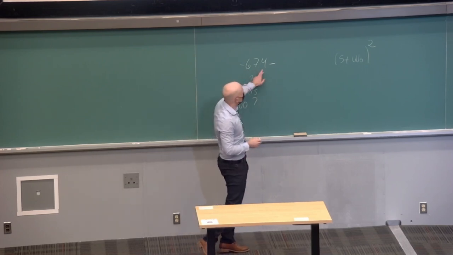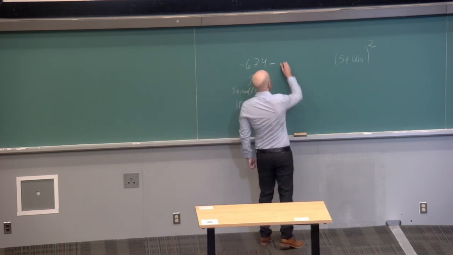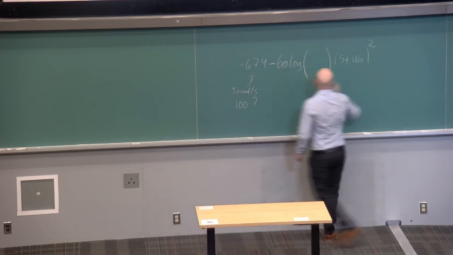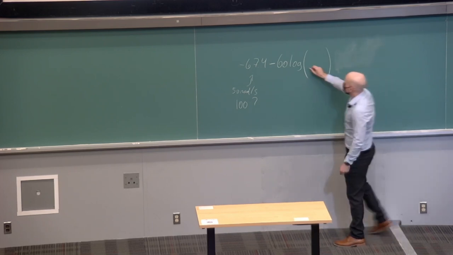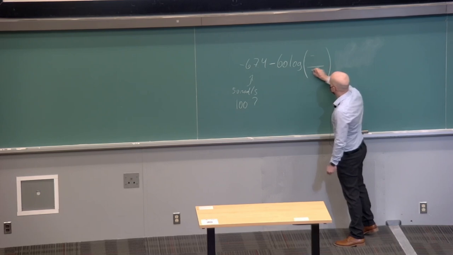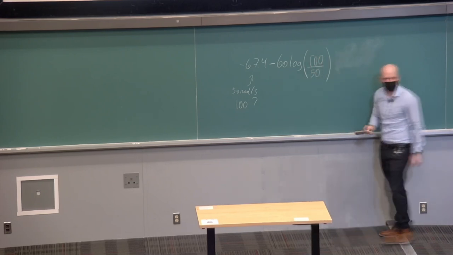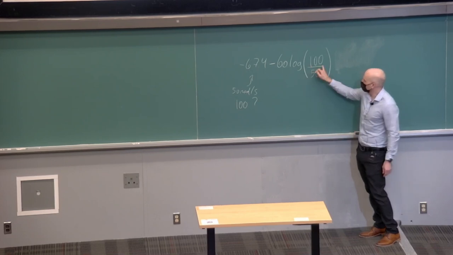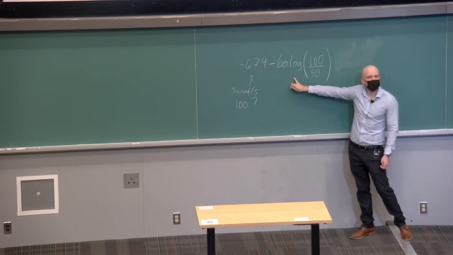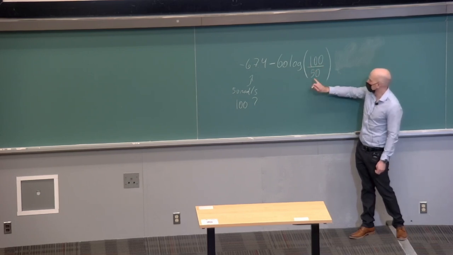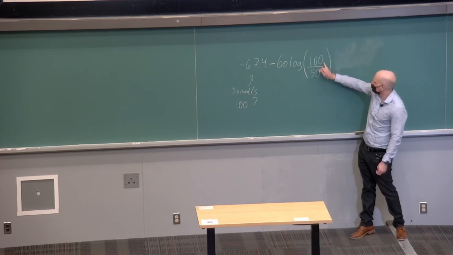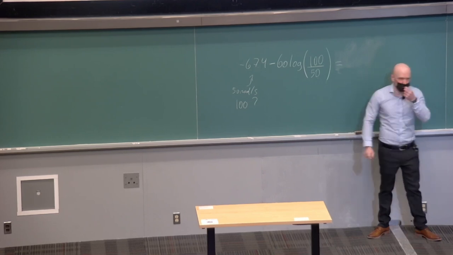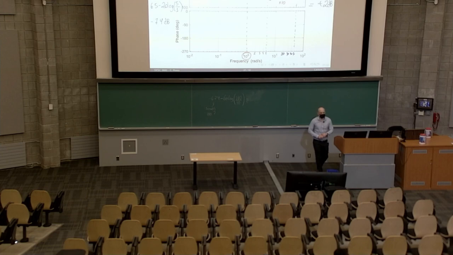So what do you have? Negative 67.4 minus the slope, 60, times log of how much the frequency is changing. We are starting at 50, and you want to go to 100, right? This makes sense, because if you were going to 500, 500 would be one decade, it would be another negative 60, right? Because then 500 divided by 50 is 10. But we are stopping at 100, so it's 100 divided by 50, that's 2. I don't know how much this is, but around that. But that would be the way to calculate. Does that make sense? Yeah.